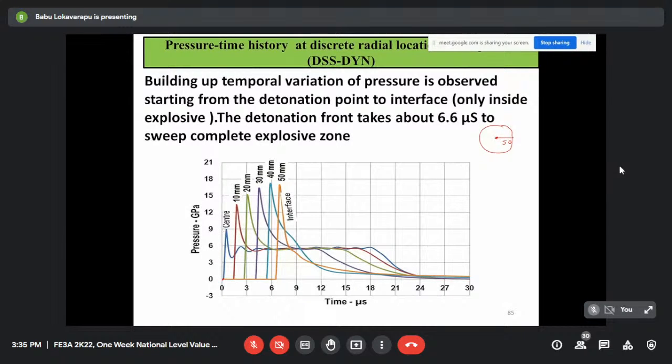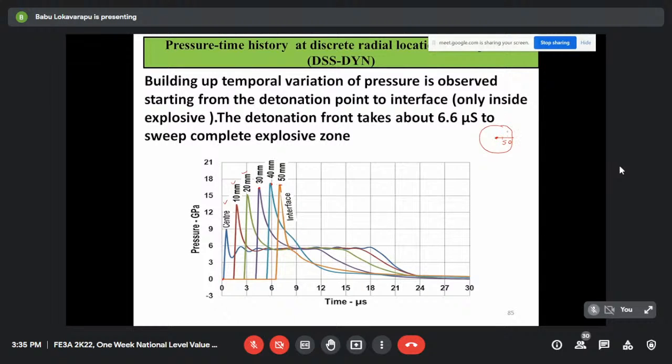At the center, this is the curve, the pressure wave generating and traveling like this. Next, at 10 mm from the center, this is the curve, showing how pressure is going to increase and travel. At 20 mm, pressure is increasing up to 15 GPa, and this is how it is traveling. Then 30 is coming, and 40 and 50.